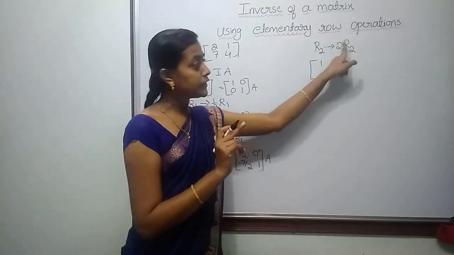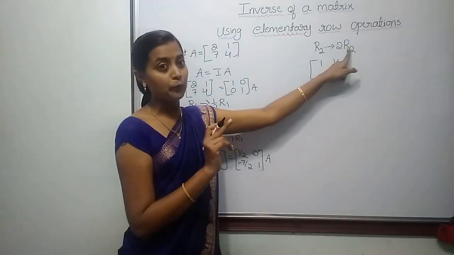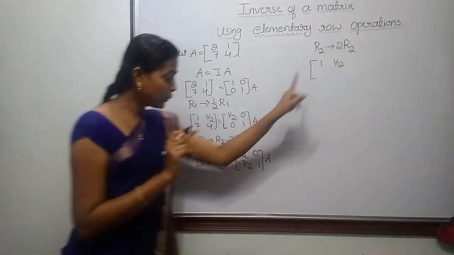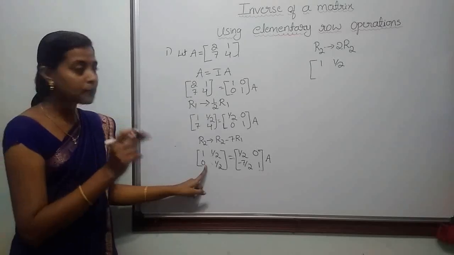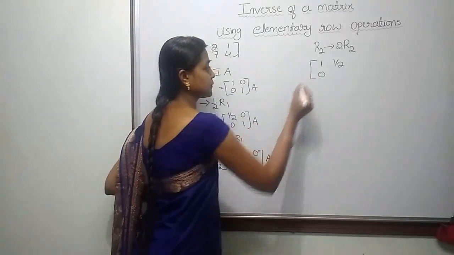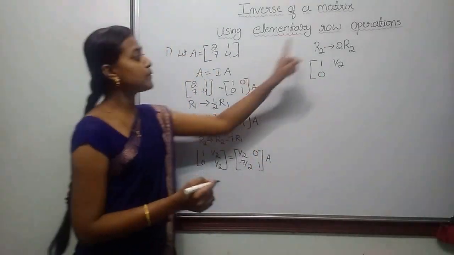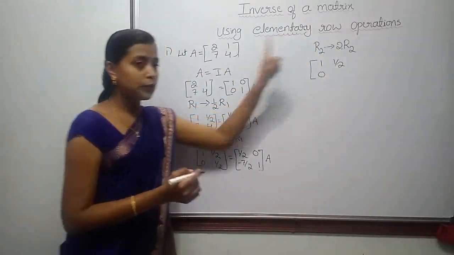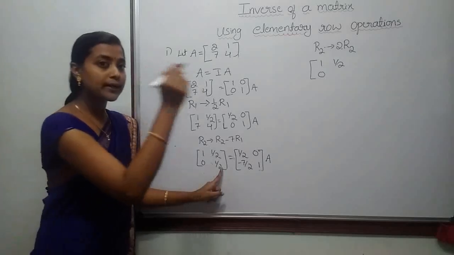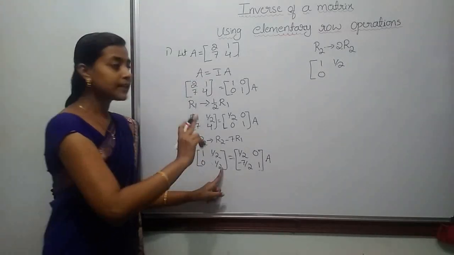Multiply 2 to each of the elements of R2. Multiply 2 to the first element of R2. 2 into 0 is 0. I'll write the result here. Similarly, multiply 2 to the second element of R2. 2 into 1 by 2. 2 get cancelled. Then we get 1.